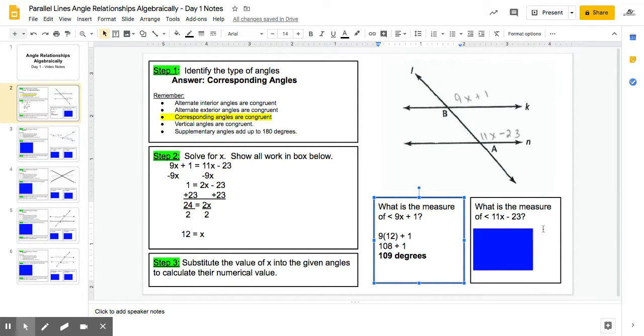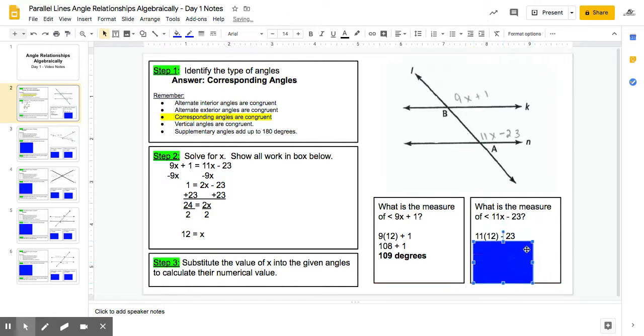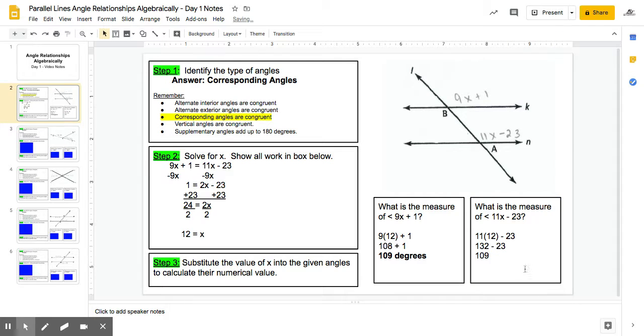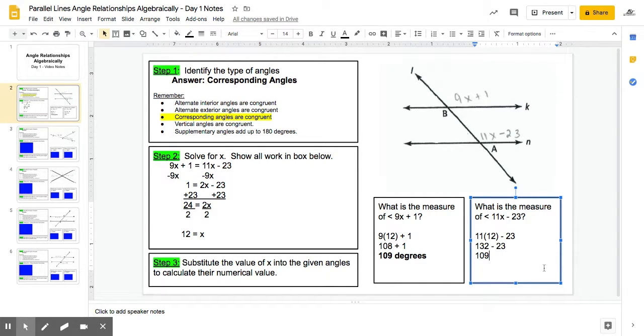Okay, not done. We got one more angle measure, which is 11x minus 23. So again, I'm going to plug in 12 where I see x. Then I'm going to multiply first. 11 times 12 is 132. 132 minus 23 is 109 degrees.